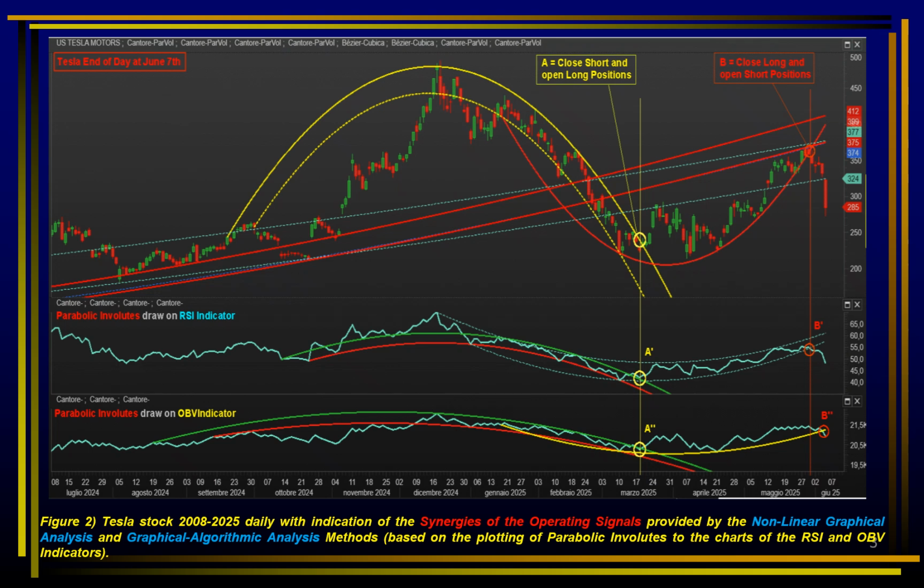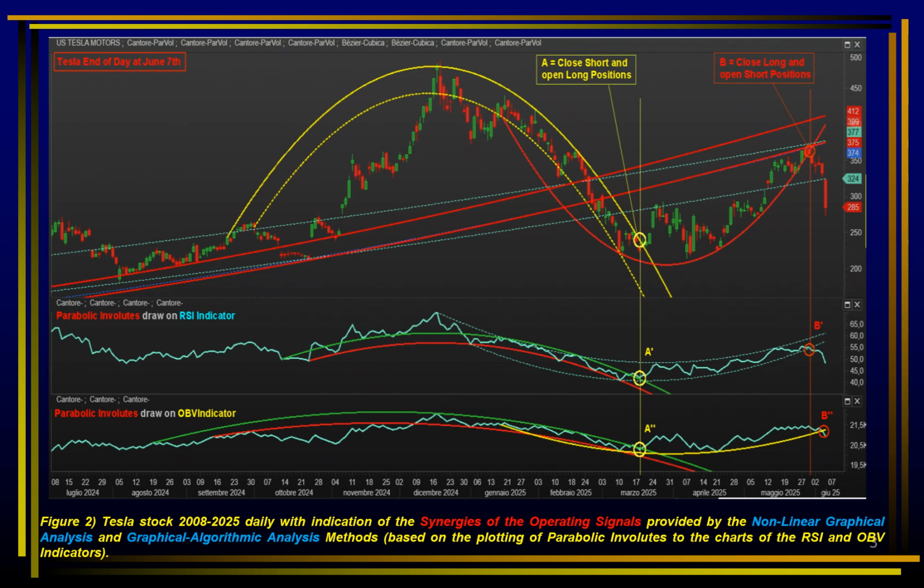On the basis of the experiences I have gained in over 30 years of systematic use of parabolic involutes on the various financial markets I have dealt with, it has gradually emerged that the use of parabolic involutes on the chart of the RSI indicator, positioned here in the central part of the figure, allows us to perceive the dominant sentiment on the market. The homologous use of parabolic involutes in the interpretation of the morphology of the OBV indicator, positioned here in the lower part of the figure, allows us to understand the degree of robustness of the current trend.